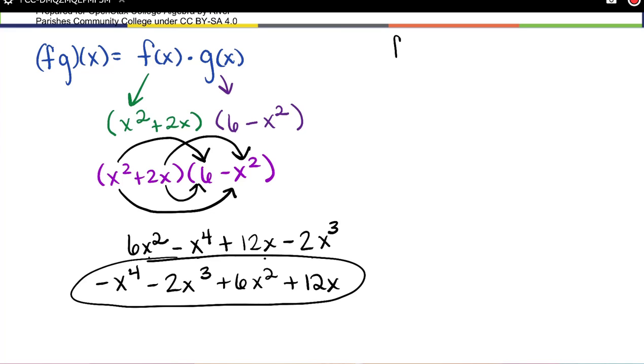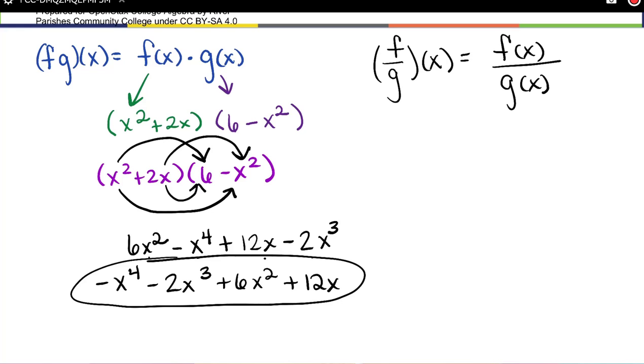And last, we have f over g of x. And for this one, we're going to take f of x, and we're going to divide it by g of x, where g of x can't equal 0. So f of x was x squared plus 2x over g of x, which was 6 minus x squared.